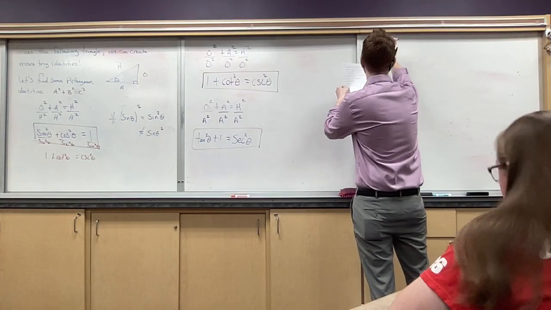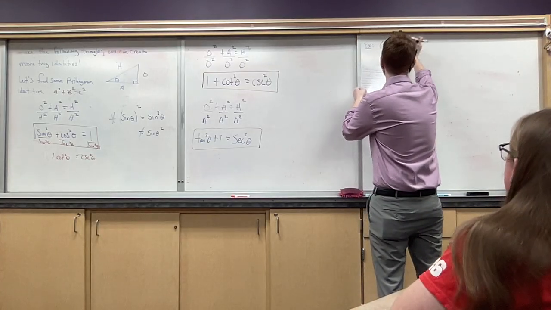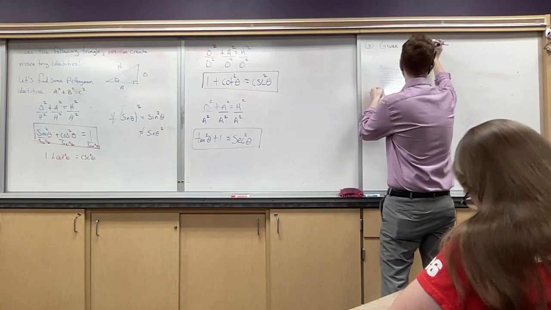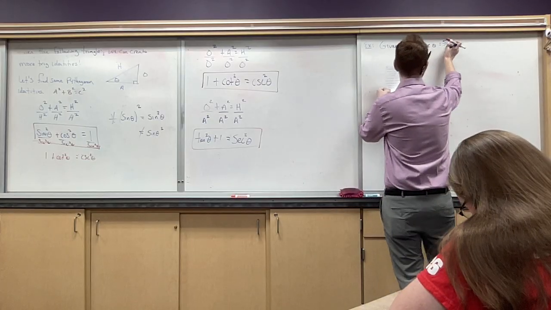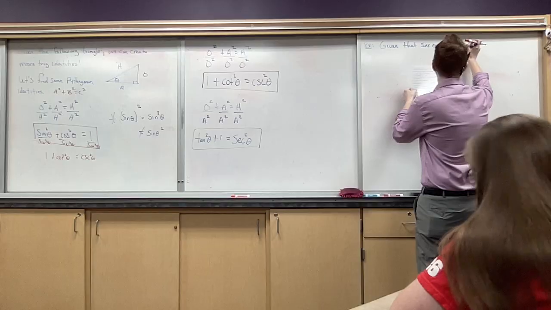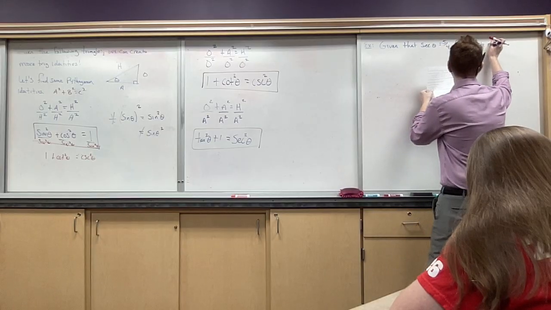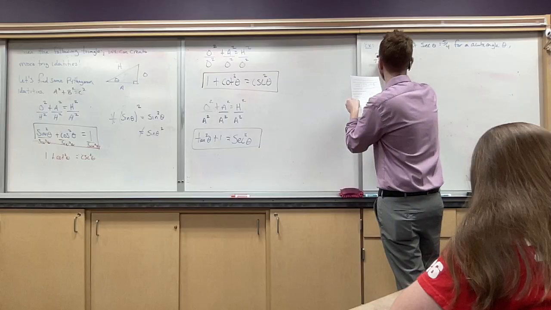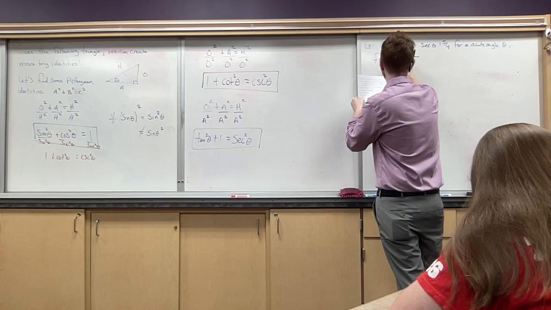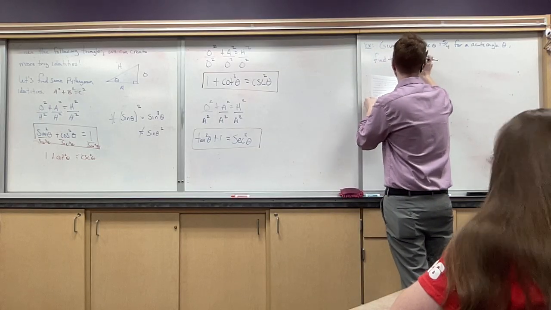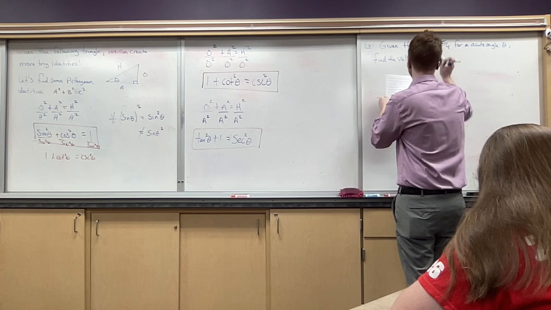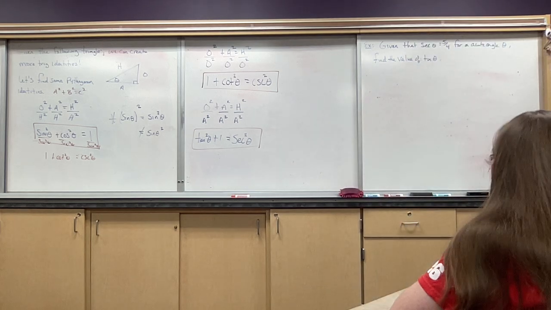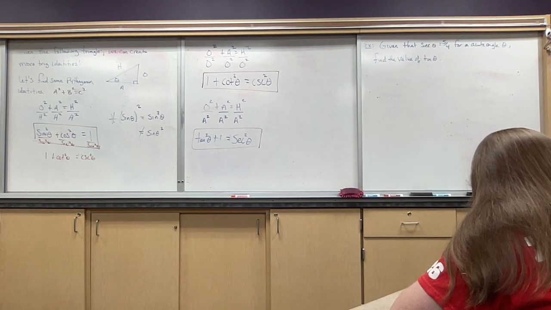So given that secant of theta is pi over 4, or an acute angle theta, find the value of tangent of theta. Okay.